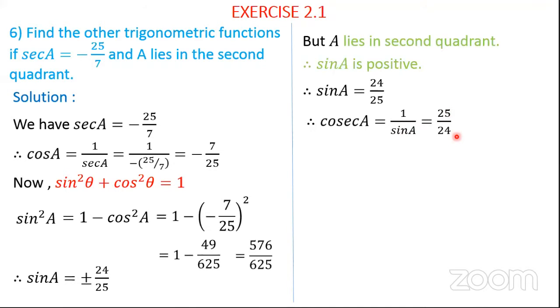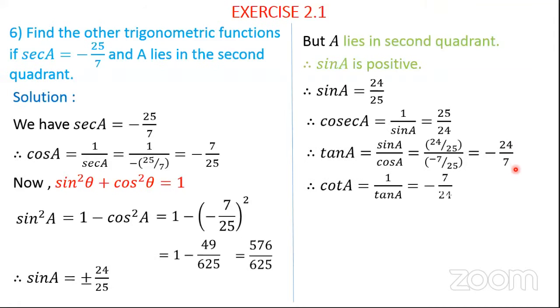Now we have to find only two values, tan and cot. Tan A, that is sin A upon cos A, with sin A 24 by 25 and cos A minus 7 by 25. Simplifying this, value of tan A is minus 24 by 7. And cot A is either cos A upon sin A, or we can use 1 upon tan A. So cot A is minus 7 by 24.